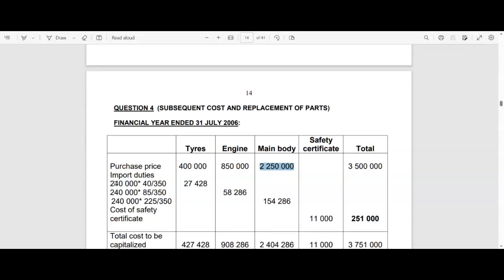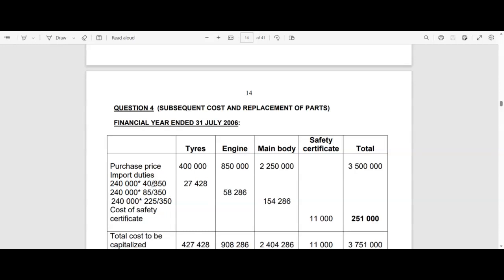Now that 240,000, there's the directly attributable cost. We now have to go and allocate proportionally, ladies and gentlemen. So what that means is the higher the purchase price, the more cost must be allocated to it. The lower the purchase price, the less cost must be allocated to it. So how do we do a proportional allocation? We have to get a little formula for us.